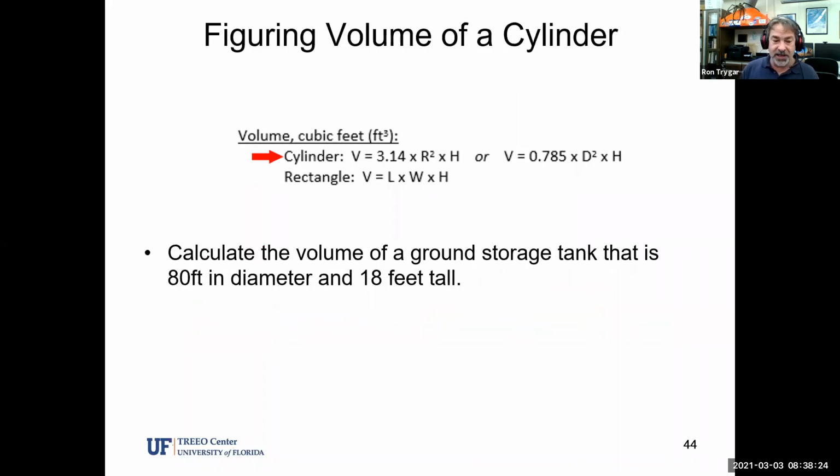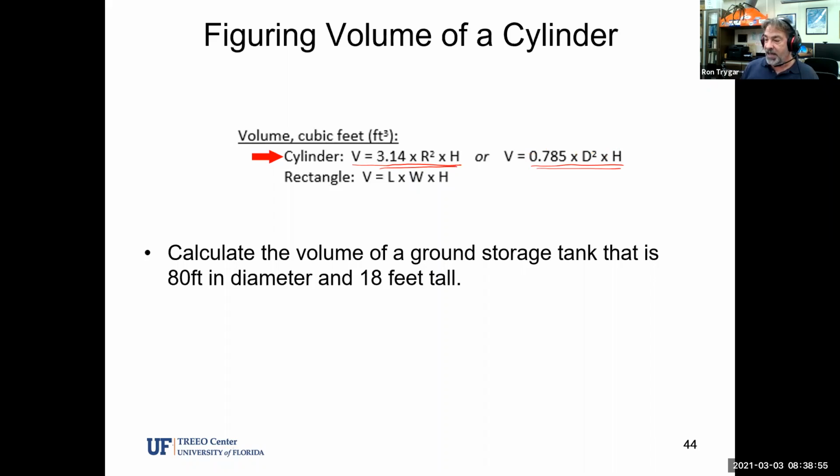The cylinders, again, kind of throw us off a little bit because it's a cylindrical shape rather than a square or rectangle, and we're still using some of these same formulas to help us out. So a cylinder or cylindrical shape, you have two choices here. You have volume is equal to 3.14 times the radius squared times the height, or you can use 0.785 times diameter squared times the height. Remember, either one of these would come up with the correct answer.